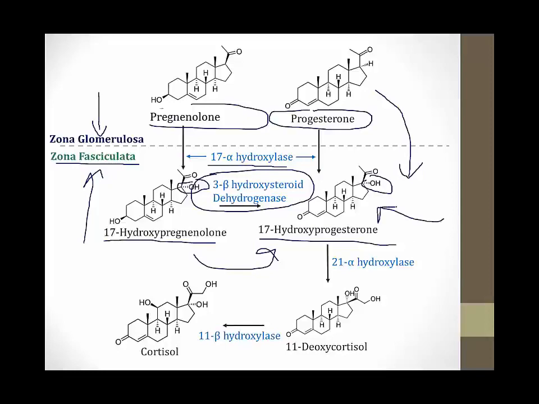Once you have 17-hydroxyprogesterone, 21-alpha hydroxylase, the same enzyme that was used in the zona glomerulosa, is used again. It adds a hydroxyl group to the 21 carbon to make 11-deoxycortisol, and then 11-beta hydroxylase, the same enzyme that also worked in the zona glomerulosa, will make cortisol from 11-deoxycortisol.